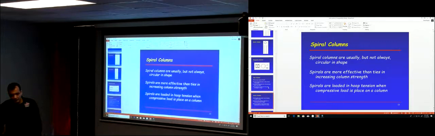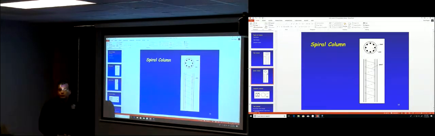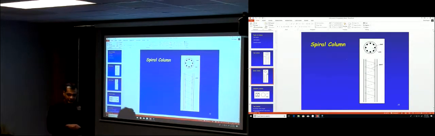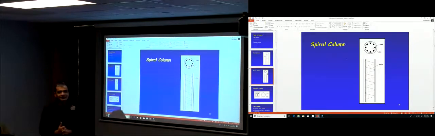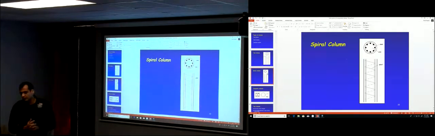So comparing the tied columns to the spiral columns, which one is better? Spiral columns are more effective in confining the concrete core. So spirals are much, much better for columns. But the problem with spirals is what? It's very hard to have in a rectangular column, that's one thing. And even for circular columns, where it's relatively easier, it's still more expensive than separate ties. So spirals are better, but they cost more.